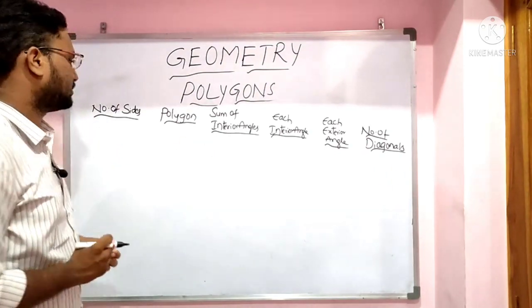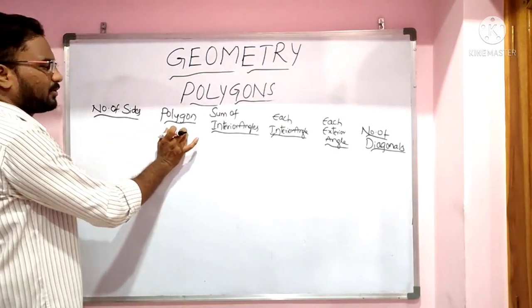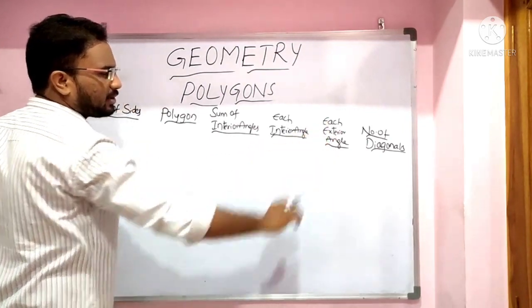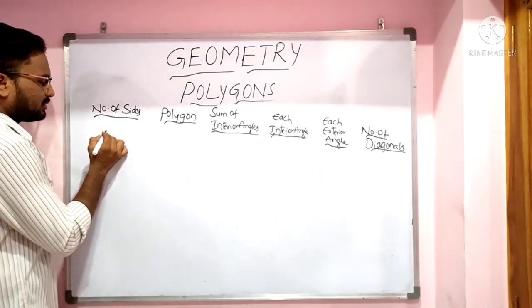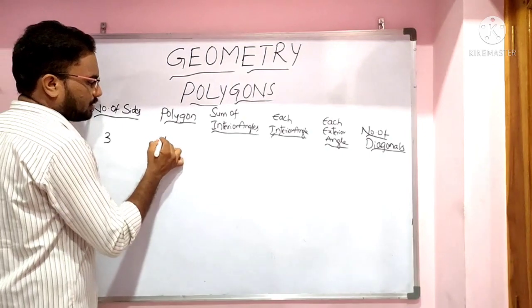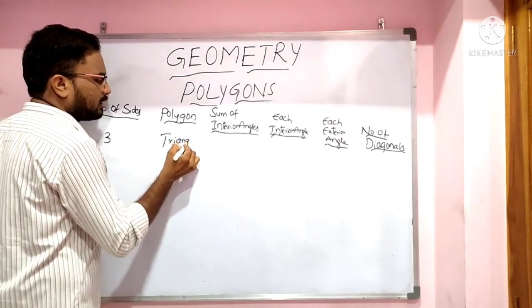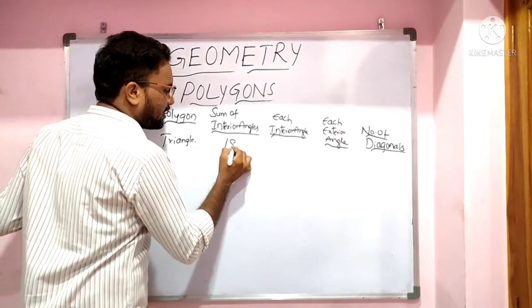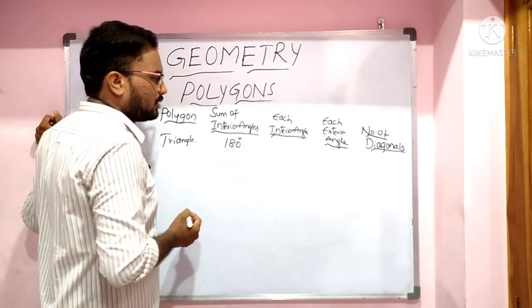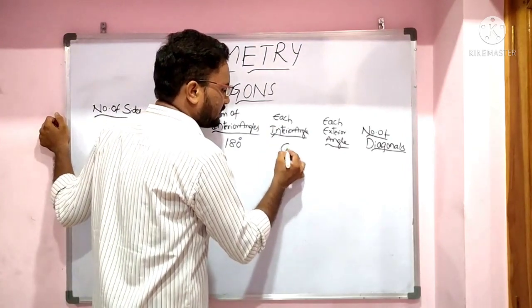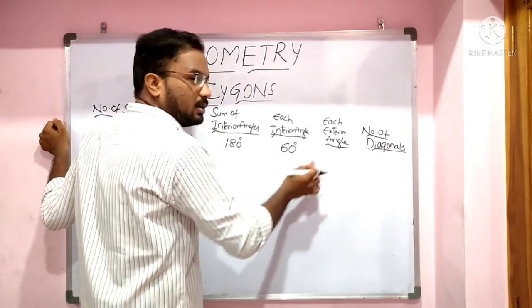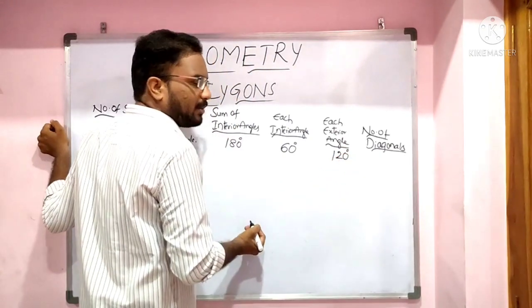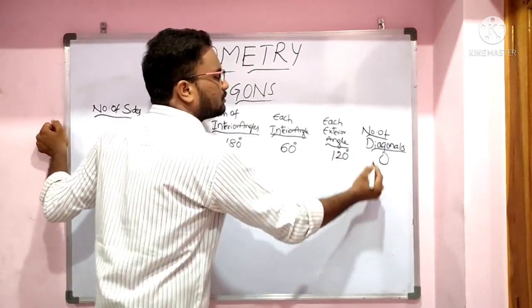The columns are number of sides, type of polygon, sum of interior angles, each interior angle, each exterior angle, and number of diagonals. If the number of sides is 3, then it is a triangle. The sum of interior angles is 180 degrees, each interior angle is 60 degrees, and each exterior angle is 120 degrees. And the number of diagonals is 0.